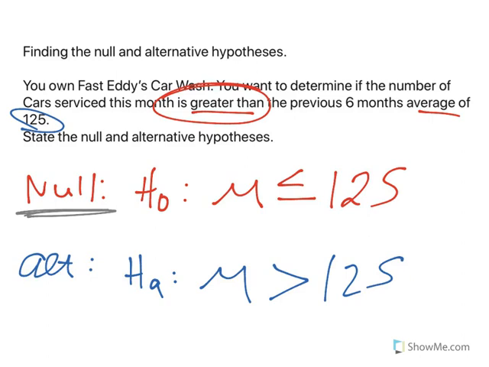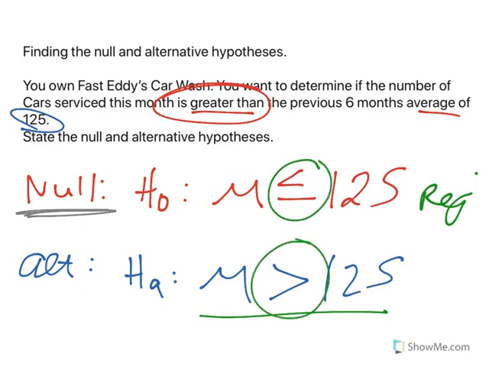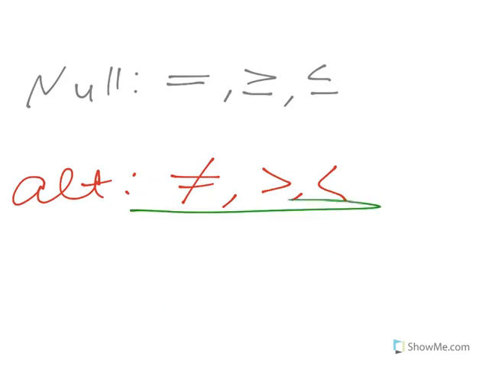Because we're looking at greater, the only spot that can be greater is the alternative hypothesis. So if we would go through and do this testing, obviously we would need more information, but if we would reject the null hypothesis, then we could say, yeah, we have enough evidence to show that the mean is greater than the 125. So it's just important to remember your symbols, that the alternative hypothesis is your inequalities, and your null hypothesis will always be the equality.